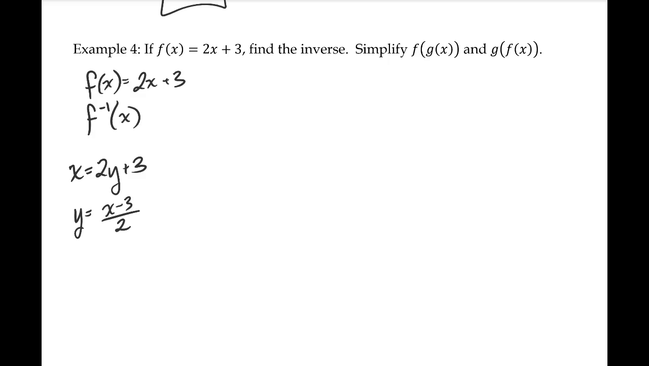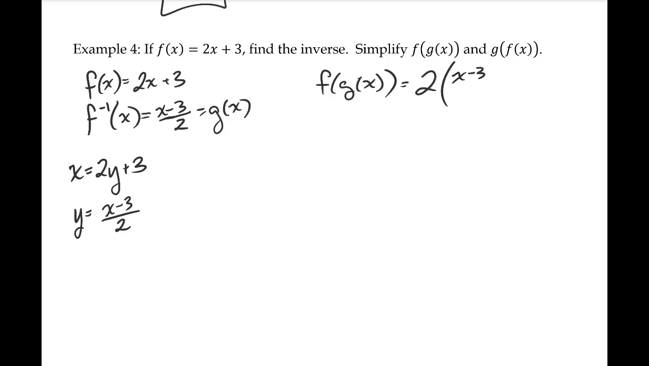Remember that notation of to the power of negative 1. Okay, so those are my inverse functions. Assuming that I'm calling the inverse function g of x, then we're going to work with these. So f of g of x would be 2x minus 3 over 2 plus 3.